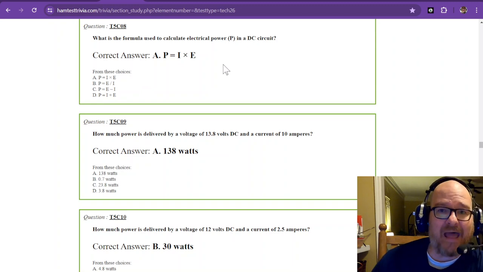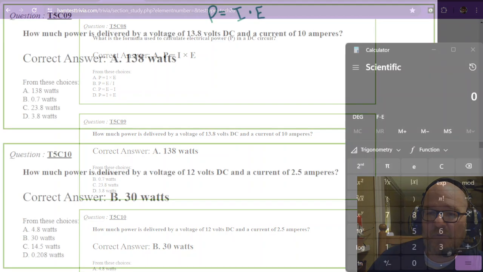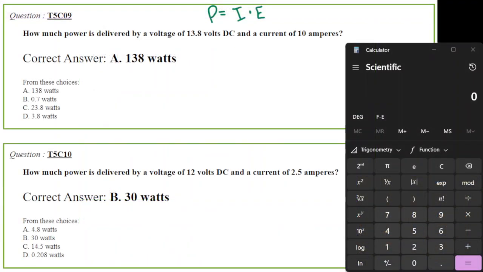Remember pi. Okay, so let's go to question number 9. We're going to use a calculator. Okay, so are you ready for this? Question number 9 says, how much power is delivered by a voltage, that's your electromotive force, of 13.8 volts DC and a current of 10 amperes?